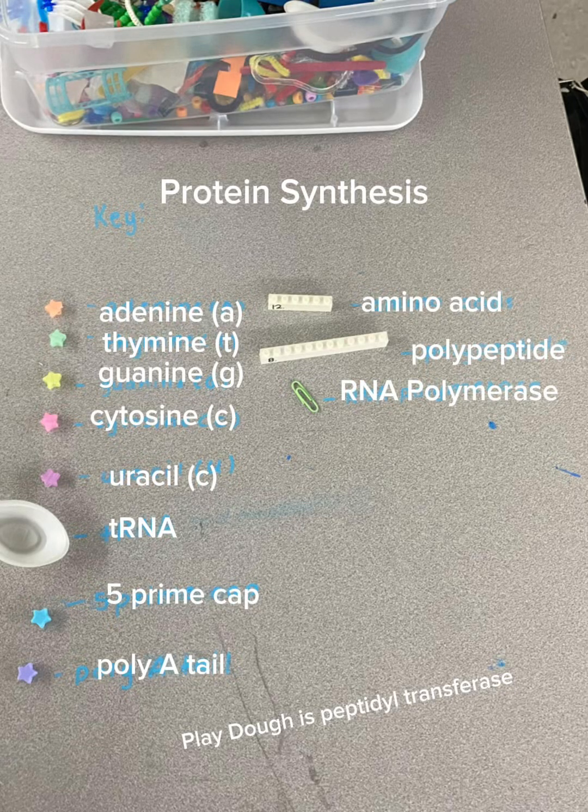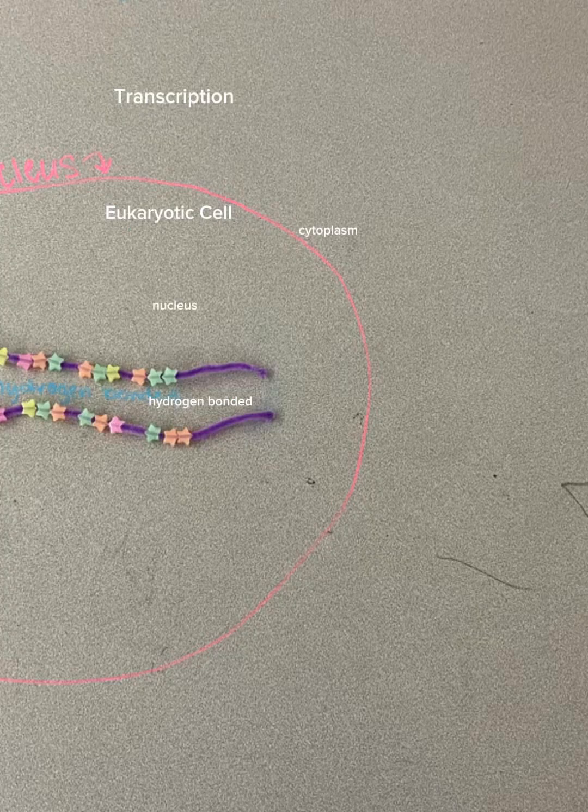We're going to talk about one of the most important processes in biology, protein synthesis. This happens in two major phases, transcription and translation. Together, they turn the information stored in DNA into functional proteins that keep cells alive. Let's start at the beginning, inside the nucleus with DNA.